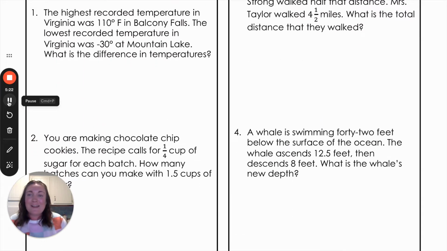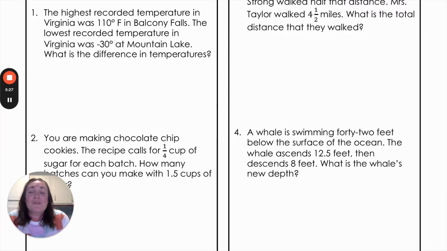Our first one, this temperature problem, we see all the time. We have the highest recorded temperature in Virginia was 110 degrees Fahrenheit in Balcony Falls. The lowest recorded temperature in Virginia was negative 30 degrees at Mountain Lake. So what is the difference in temperatures? I am looking for those key words, and this time I see that word difference. So remember, if you look at the things we just talked about, difference tells us that we are going to be subtracting. And my two numbers for this situation are negative 30 and 110.